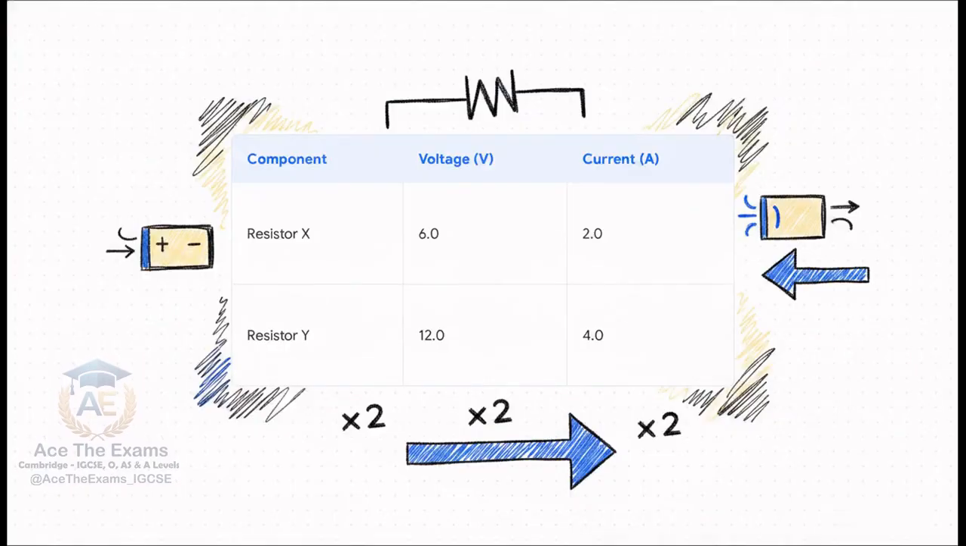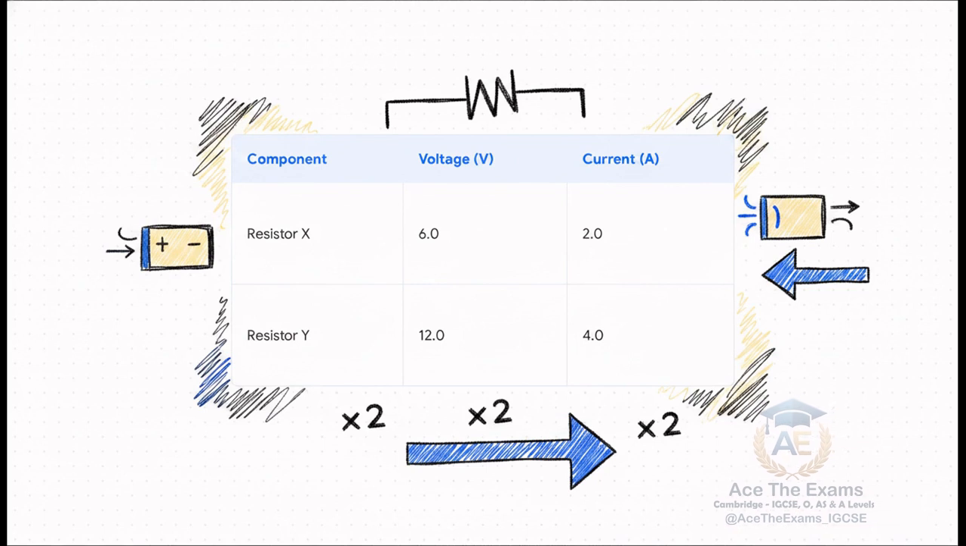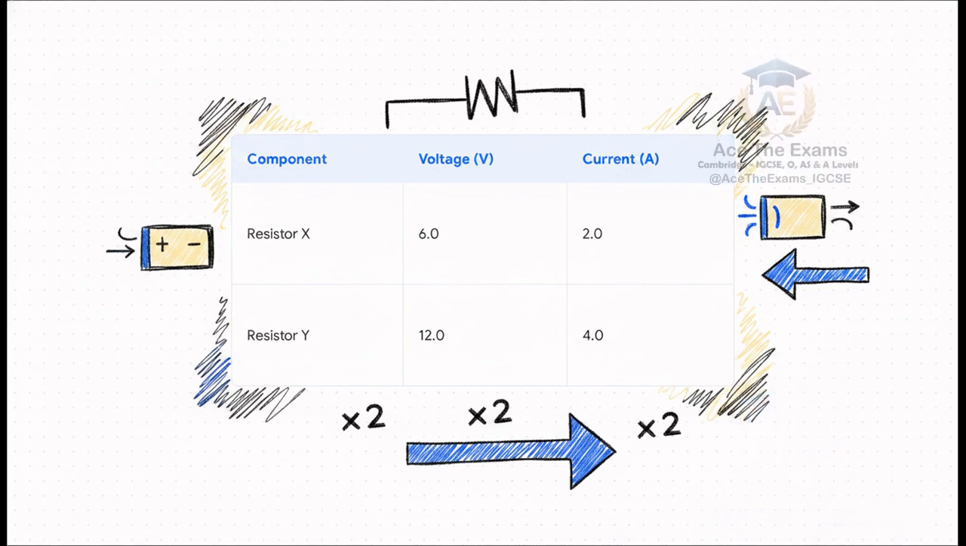Here is your very first challenge. Imagine you are in the exam hall, you turn the page and boom, you are hit with this data table. You have 60 seconds on the clock to interpret this data. Let's look at it together while the virtual clock ticks down. We've got resistor X. It has a voltage of 6.0 volts across it and a resulting current of 2.0 amps flowing through it. Then we have resistor Y, a voltage of 12.0 volts and a current of 4.0 amps.